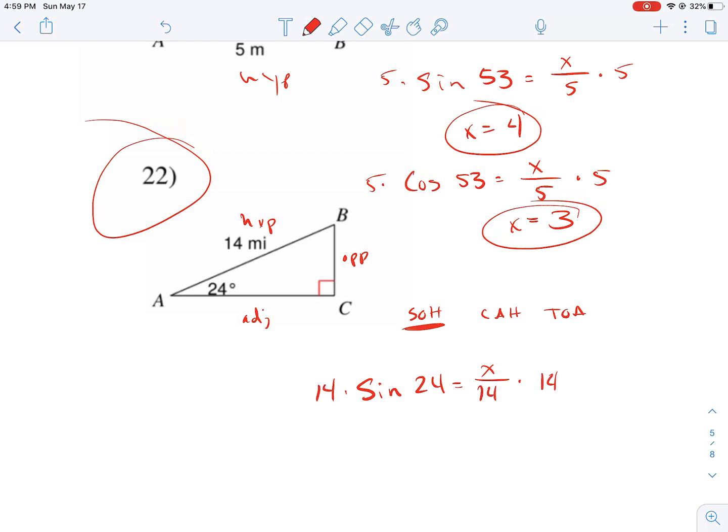Multiply both sides by 14, and you get x is equal to the sine of 24 times 14. x is equal to 5 point, round to the nearest tenth, 7. All right, so we just found our opposite side. Let me put that in there.